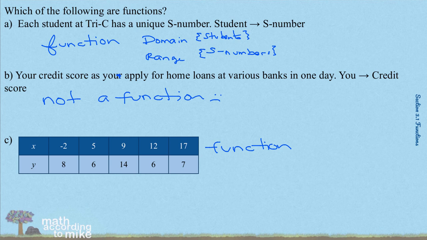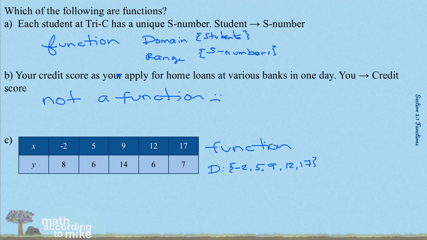Now, when writing the domain, be very, very careful. You cannot say -2 to 17 in interval notation because that includes all real numbers between -2 and 17. We only want the specific x values written there. So only -2, only 5, only 9, only 12, only 17.